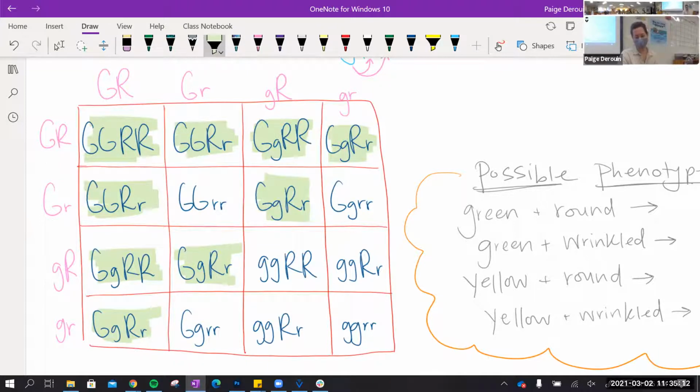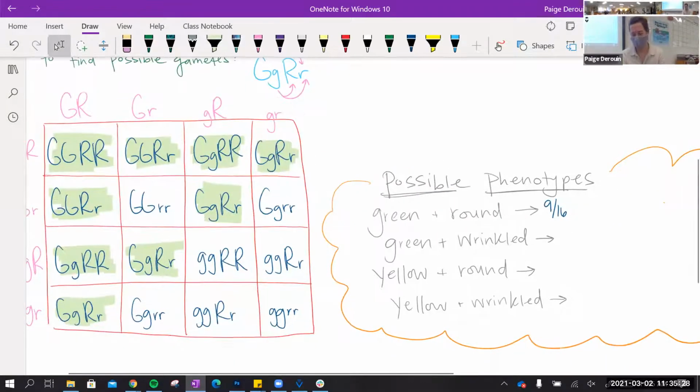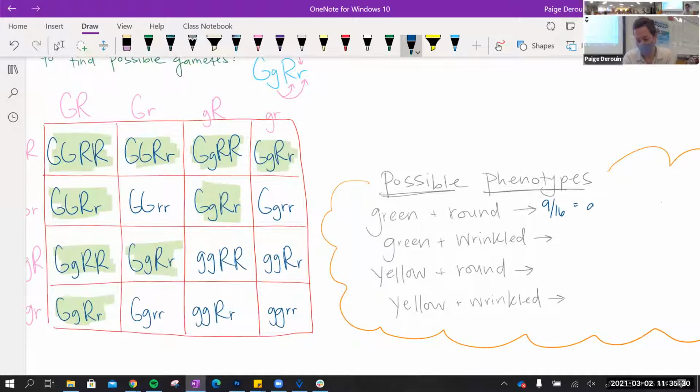So now when you count these up, what you end up getting is 9. So this was 9 out of 16. For this one, I don't write percents because it's harder to get a percent out of 9/16. It's like 54% or something like that. So this is 9/16 are all dominant. Okay.